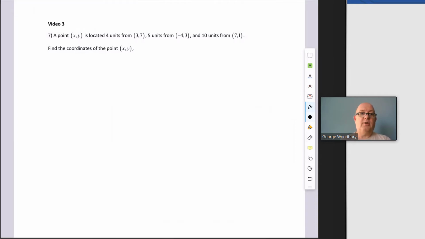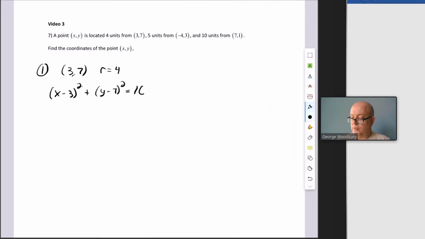When we're told that a point is 4 units from (3, 7), that means that it lies on a circle of radius 4 whose center is (3, 7). So the first equation, centered at (3, 7) with a radius of 4, is (x - 3)² + (y - 7)² = 4², or 16. I'm going to go ahead and graph this circle, and I'm going to use some technology to do it.